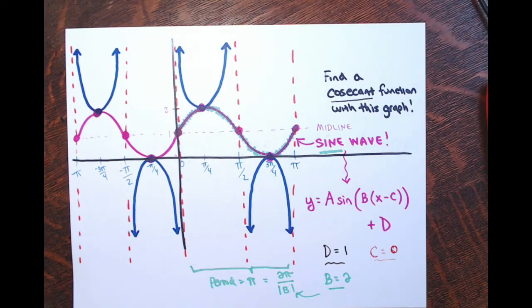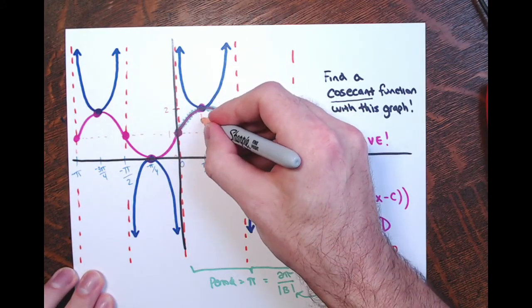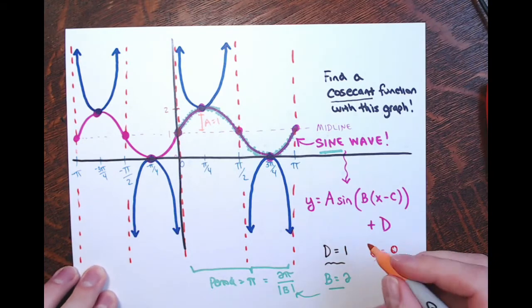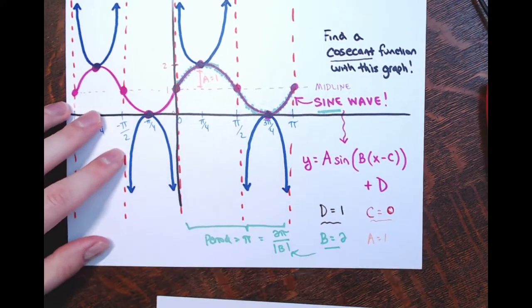Now the amplitude's, again, pretty easy to find. It's just the distance from the middle to the top or the middle to the bottom, right? So a equals 1 unit. I'm going from 1 to 2. So a equals 1.